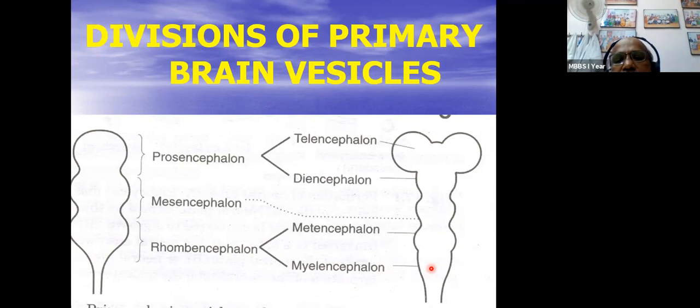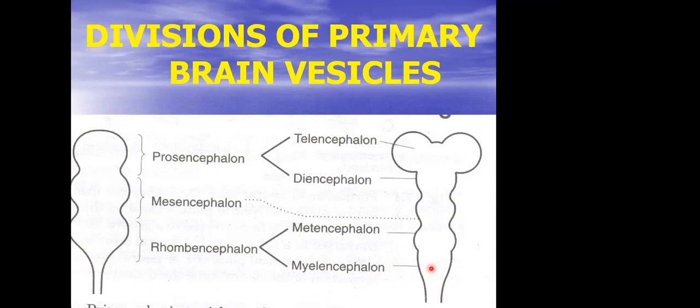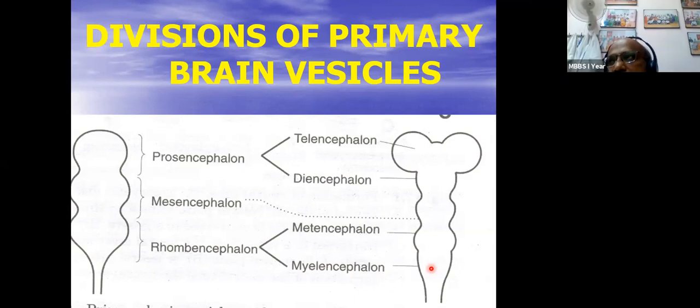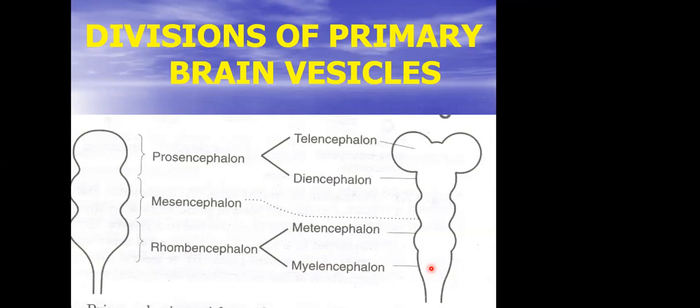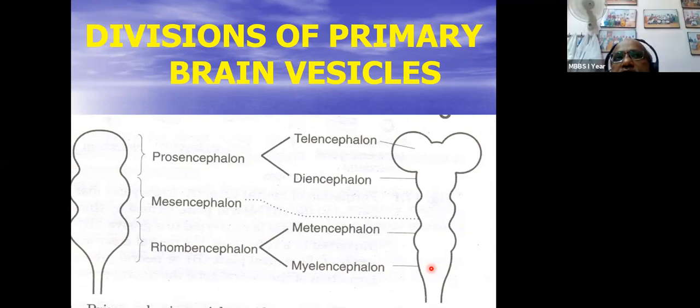Next, mesencephalon forms your midbrain only. Next, your rhombencephalon is divided into two: metencephalon and myelencephalon. Already I told, rhombencephalon forms which part of the brain? Hindbrain. Any idea what the components of hindbrain are? Pons. Yes, very good. Pons, medulla, and cerebellum.